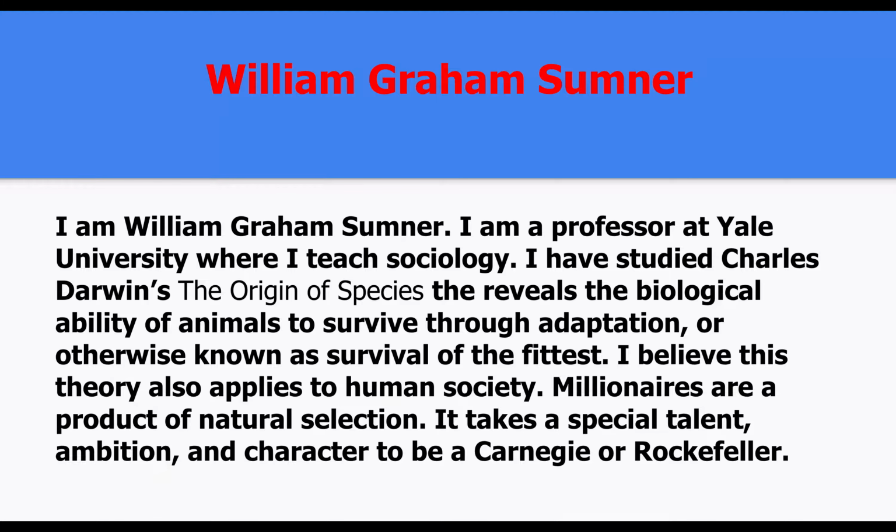So the first person's William Graham Sumner. And it says, I am William Graham Sumner. I'm a professor at Yale University where I teach sociology. I have studied Charles Darwin's The Origin of Species, that reveals the ability of animals to survive through adaptation, otherwise known as survival of the fittest. I believe this theory also applies to human society. Millionaires are a product of natural selection. It takes a special talent, ambition, and character to be a Carnegie or a Rockefeller.